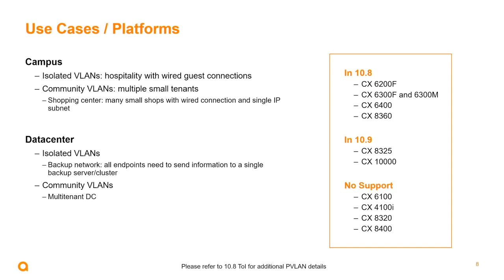Now, in 10.8, PVLAN was enabled for the CX switches that we see on the upper right: the 6200, the 6300, the 6400, and the 8360. But with 10.9, we've added PVLAN support to the CX 8325, as well as the 10000 switch. Take note, though, that the bottom four switches, the 6100, the 4100i, the 8320, and the 8400, do not support PVLAN.